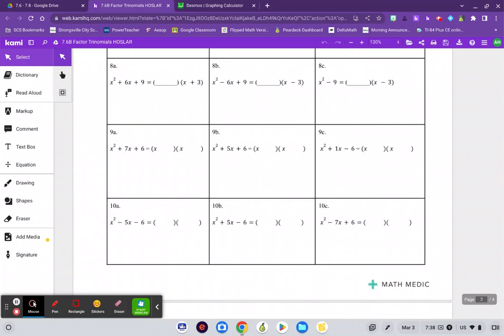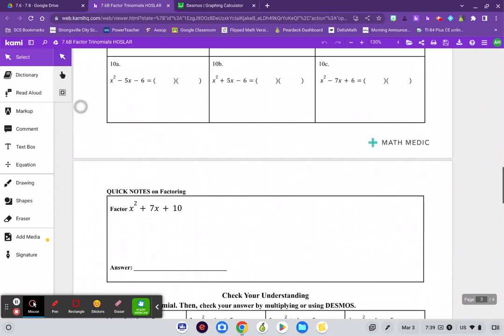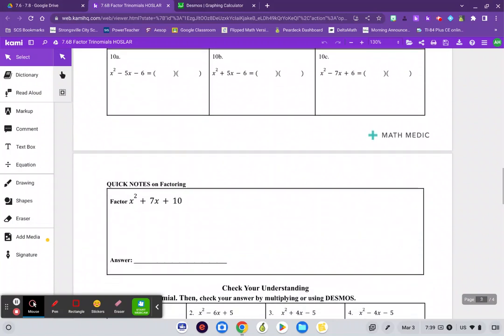Notice in row 9, only the X's have been filled out for you. You have to figure out the signs and the numbers. And in row 10, nothing is filled out for you. So I'm going to go ahead and work through row 10 with you, and then we'll check it on Desmos.